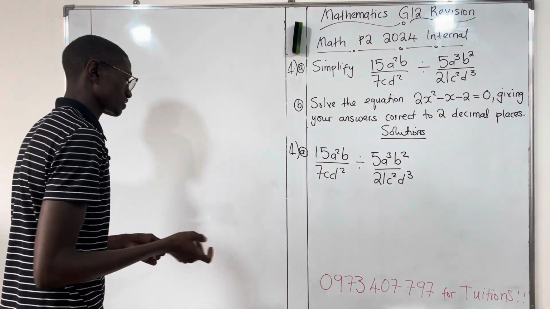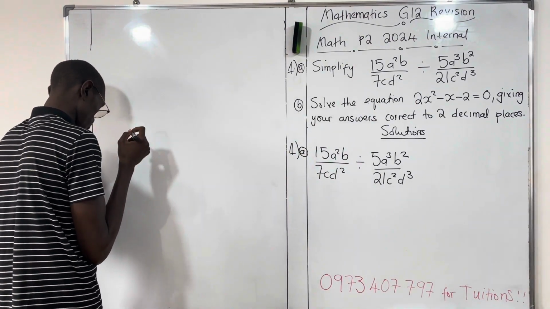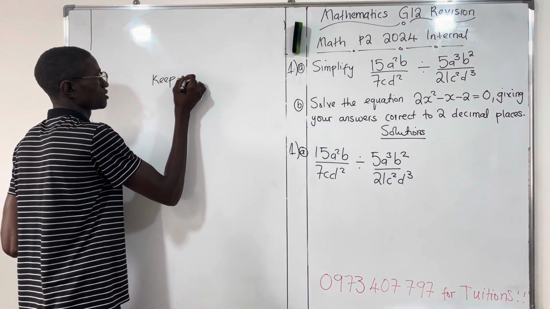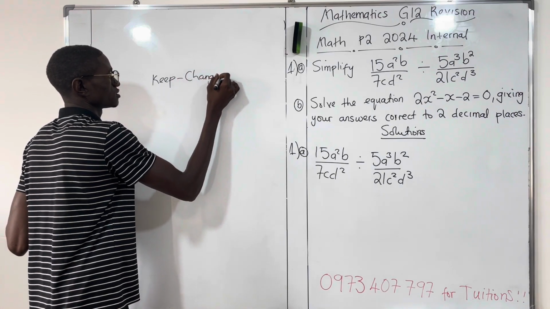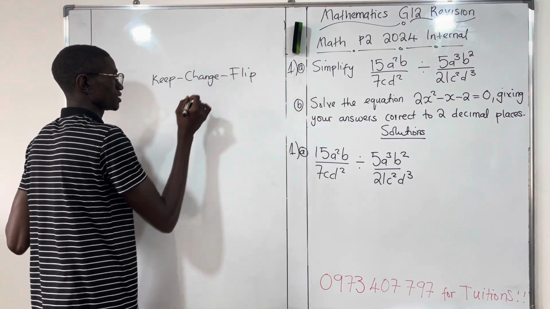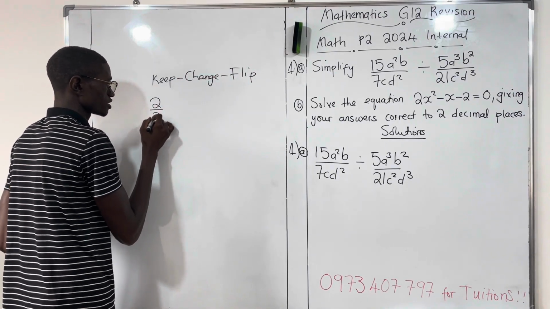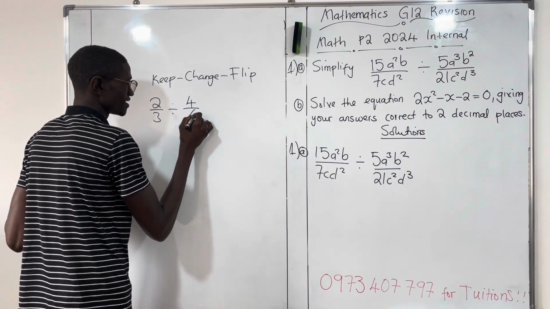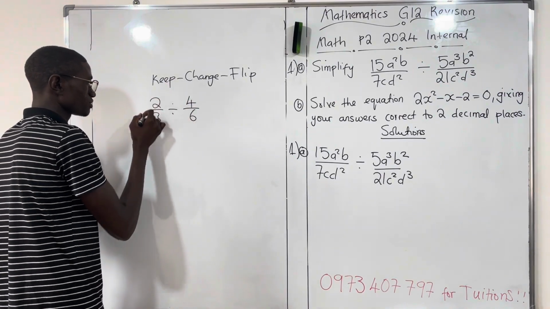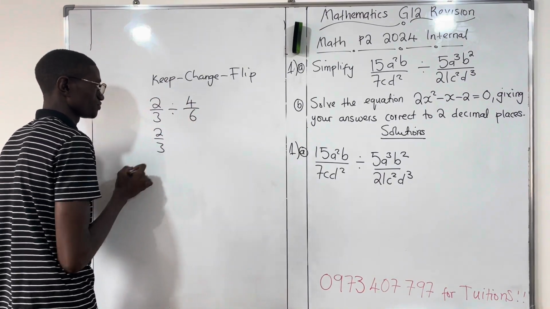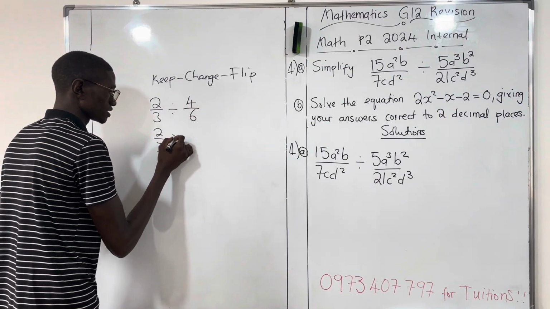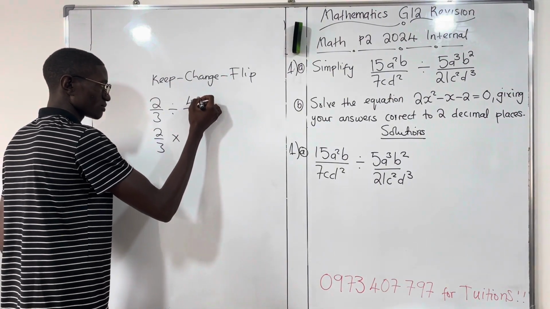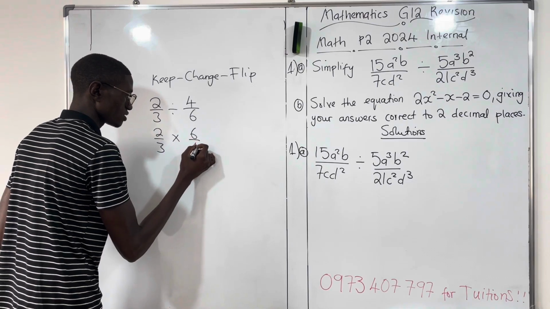So whenever you're dividing fractions, we use what is called the KCF, which is keep, change, flip. What does that mean? So let's say you have 2 over 3 divided by 4 over 6. Keep means you keep the first fraction the way it is, 2 over 3. Change means you change the division sign to multiplication. And then flip means you flip these values. The bottom number becomes the top number and the top becomes the bottom. So it's going to be 6 over 4.